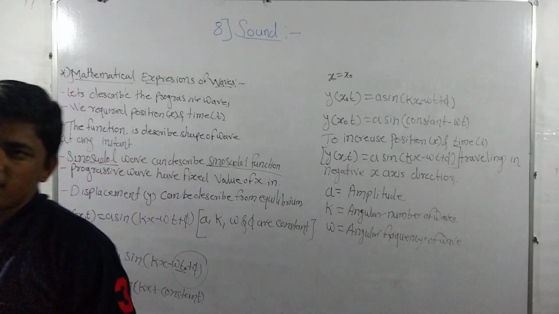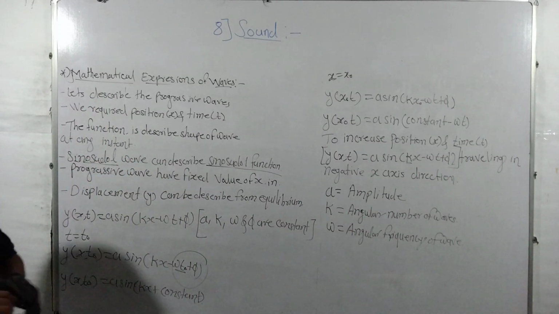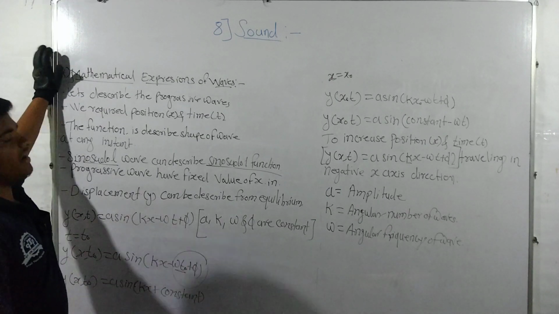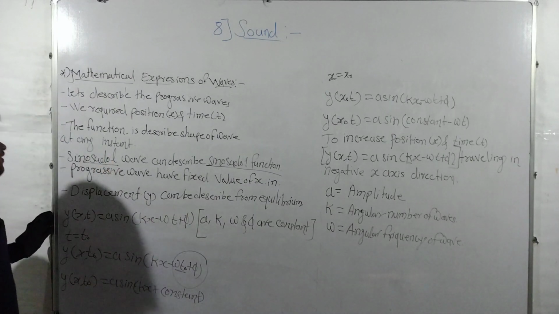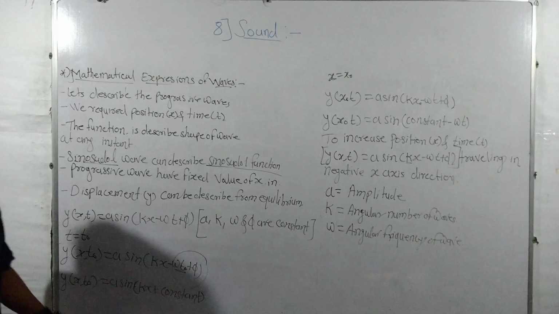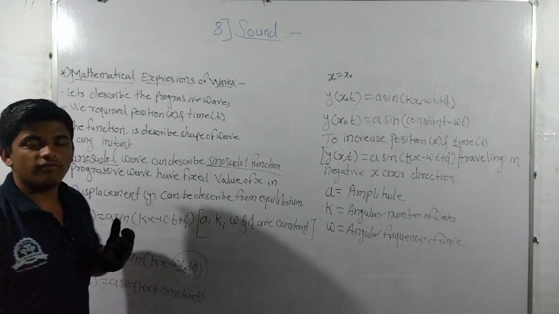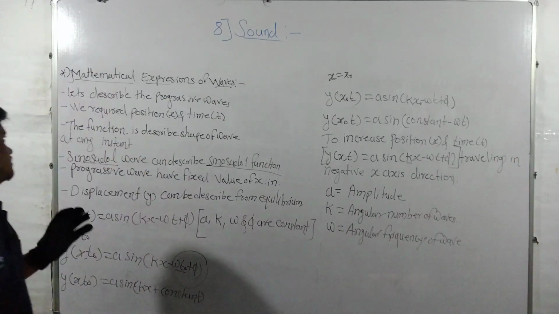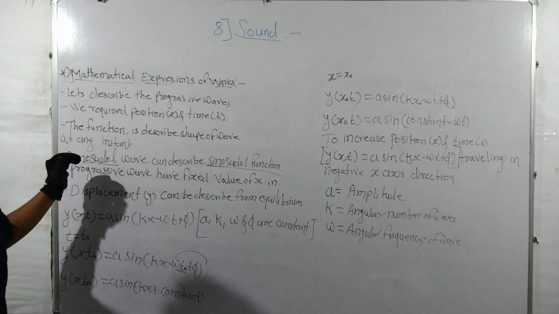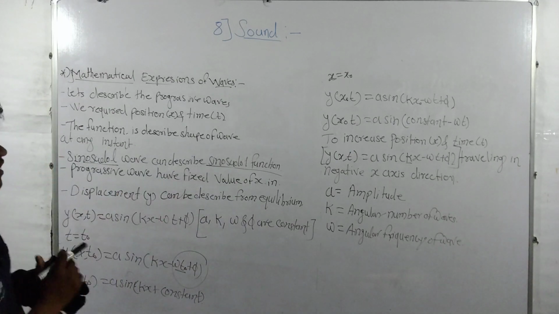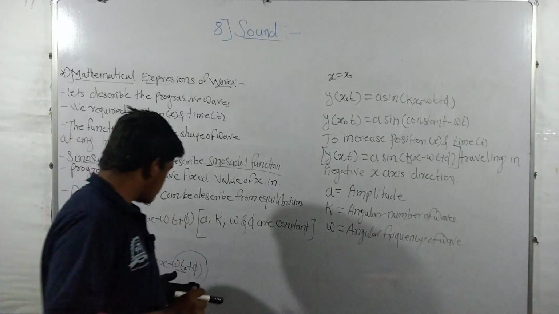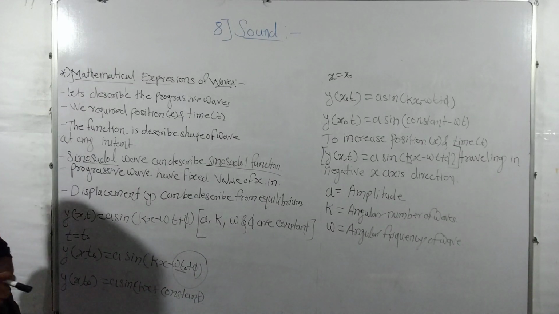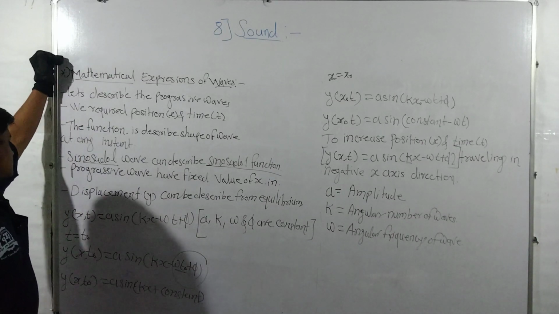We have studied the displacement of the progressive waves. Under consideration we take progressive waves, and we are required to find the displacement of any particle or any wave. We need positions as well as time to find the displacement at any position of any particle. The function describes the shape of the wave at any instant. The given function, a sin(kx minus omega t plus phi), describes the shape of the progressive wave.